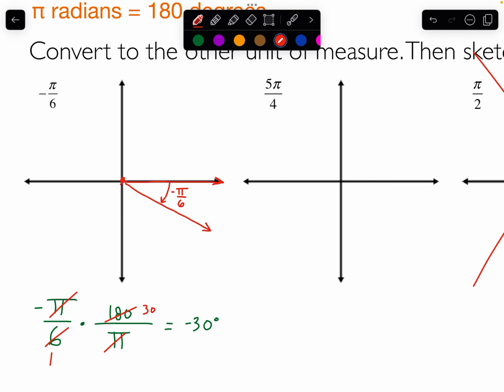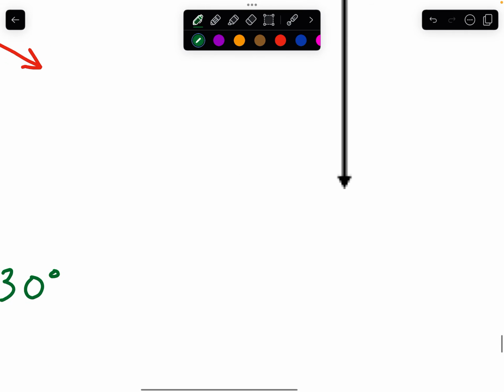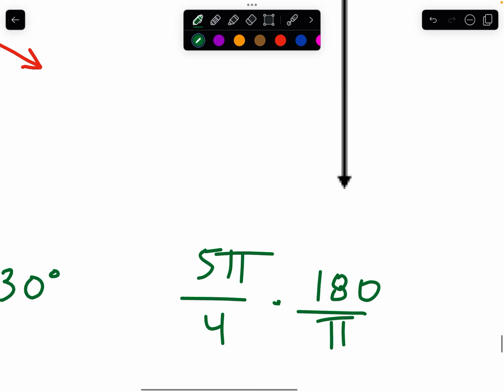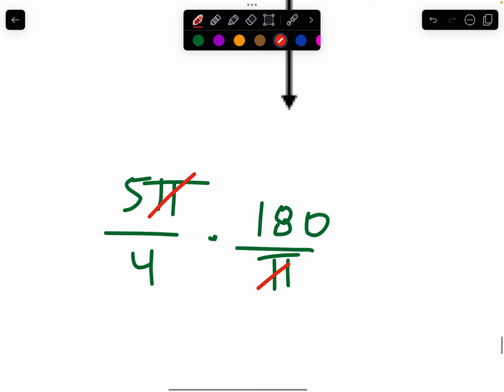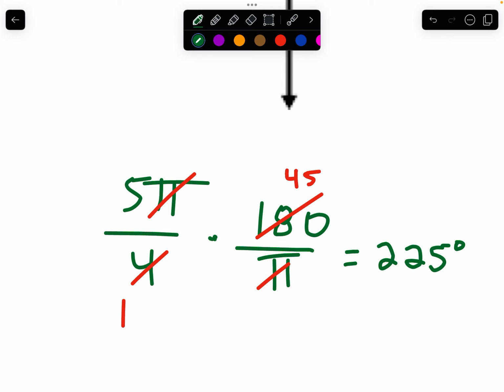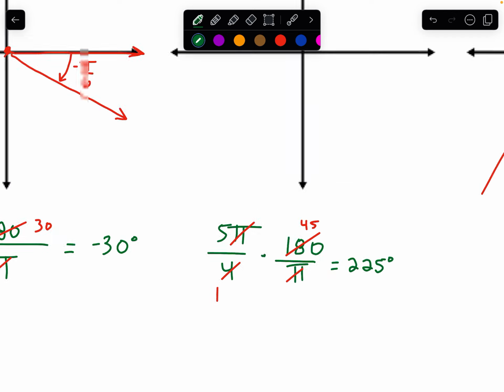Finally, 5 pi over 4. Let's come down here and convert. We'll multiply by 180 over pi to make that happen. Pi's cancel. Both of these are divisible by 4, so I will do that division. Now when I multiply straight across, top to top, bottom to bottom, 5 times 45 is 225. And down below we just have 1. So 5 pi over 4 radians is equivalent to 225 degrees.